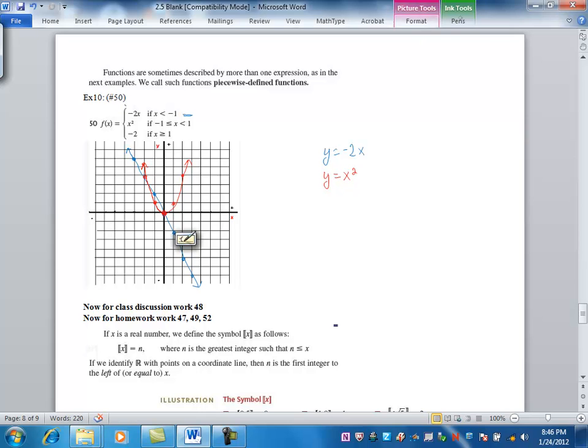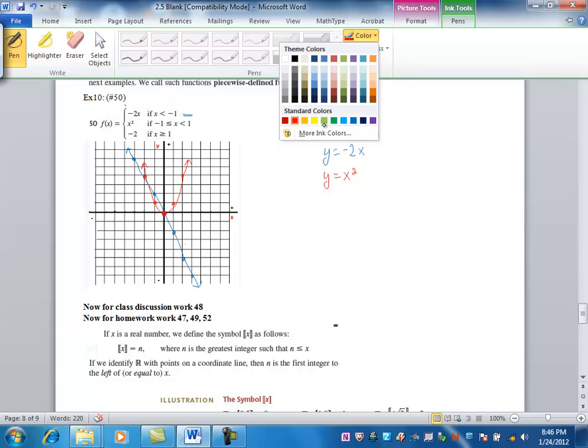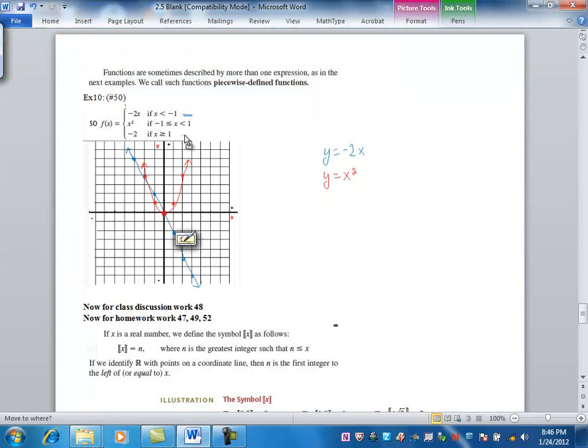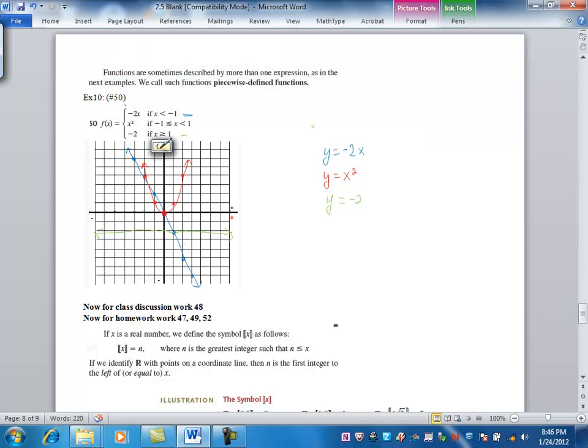And then we know that our third piece here is this line y equal negative 2, and that is indeed this horizontal line. Now, when we get ready to graph the piecewise function, I'll graph that in yellow so that it'll be maybe a little easier to see.